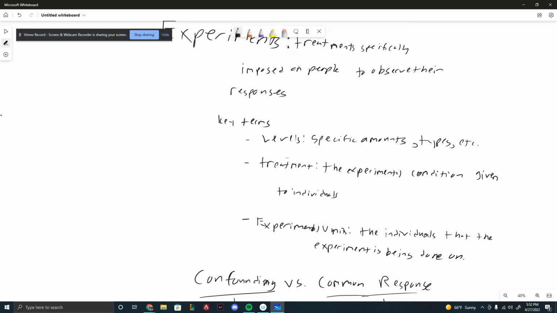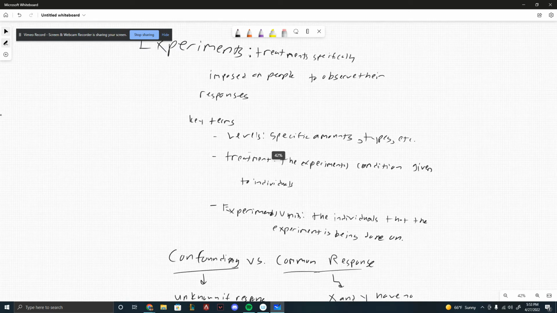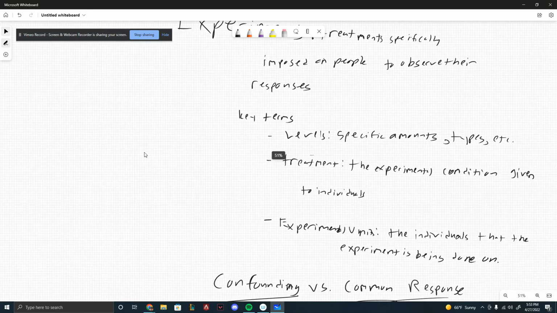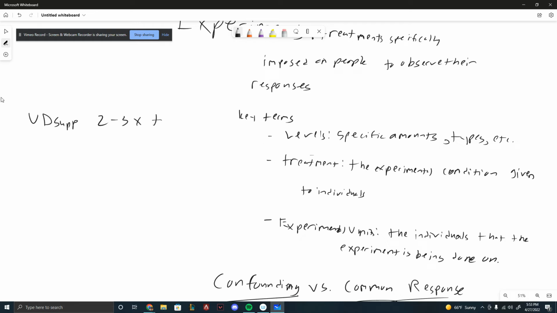So let's scrap that TV example and use an example of how supplements can affect you. Let's say you were taking a vitamin D supplement 2 to 3 times a week, or let's say fish tablets, which also give you vitamin D, 1 or 2 times a day.